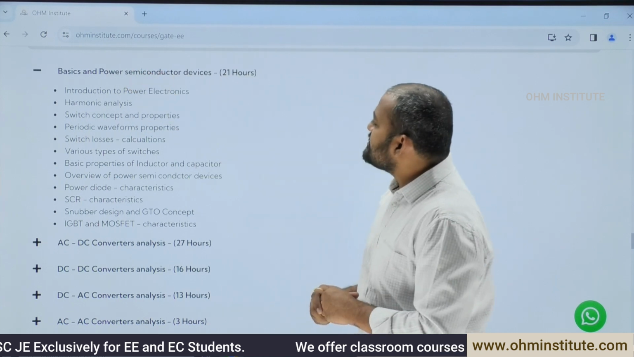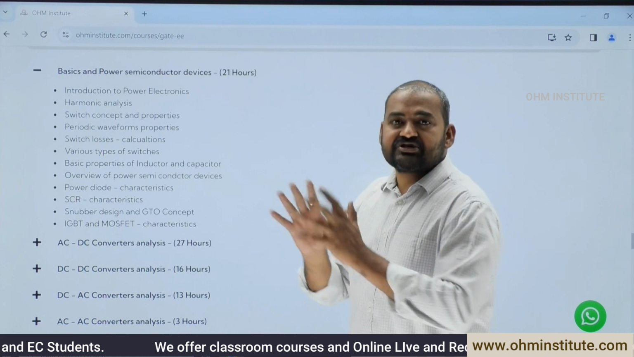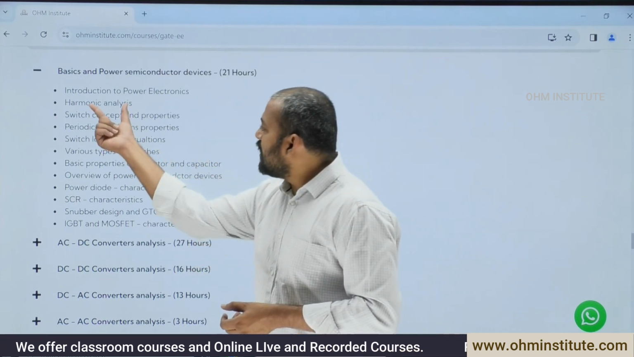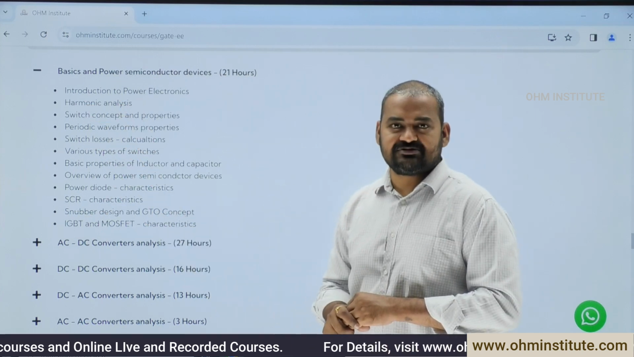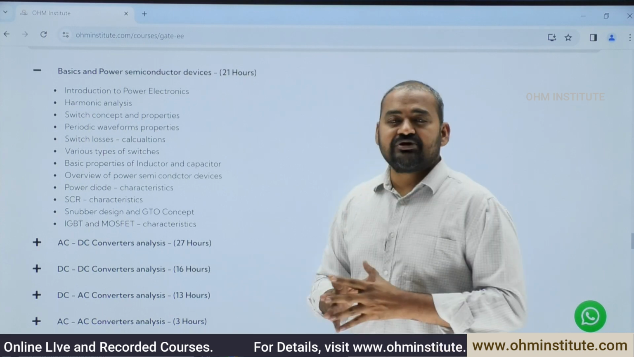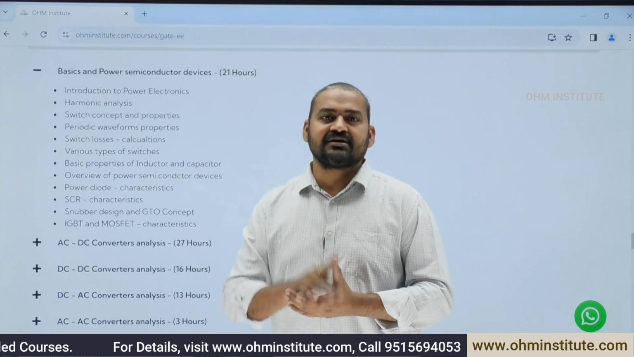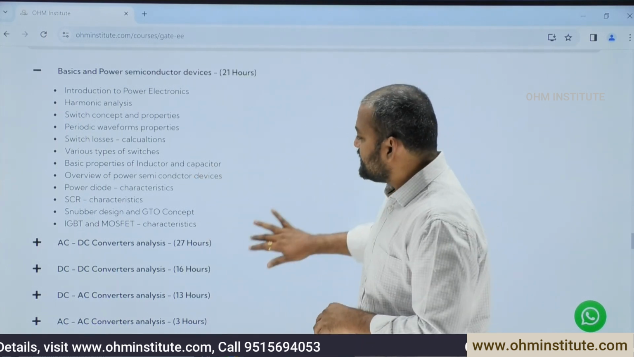If you look at power semiconductor devices, sir will always give you a good introduction to power electronics: an overview of power electronics, and then harmonic analysis, switching concepts, like that. Step by step we have to go into the subject. Most of the students feel power electronics is a difficult subject, but it is not if you attend Shankar sir's class. So you will get a good understanding of the subject.